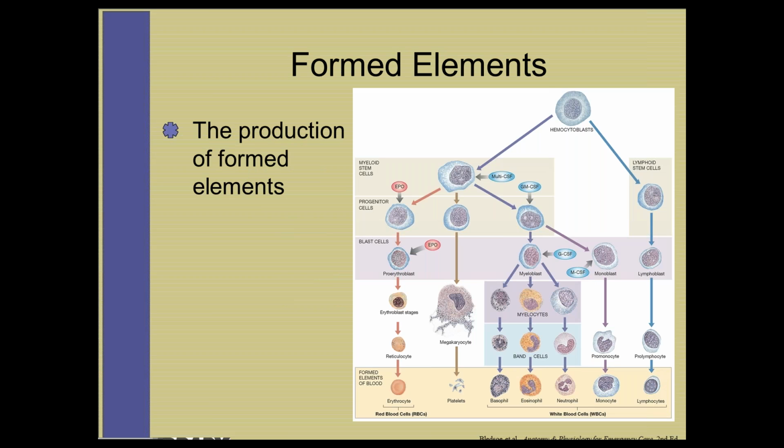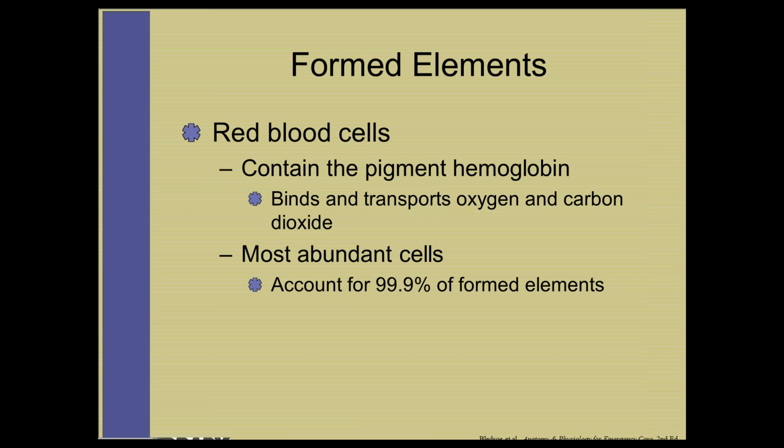So you get this hemocytoblast that basically can develop into each of these areas, depending on how it's reacted on, and whether it's going to become a red blood cell, a platelet, or a white blood cell.